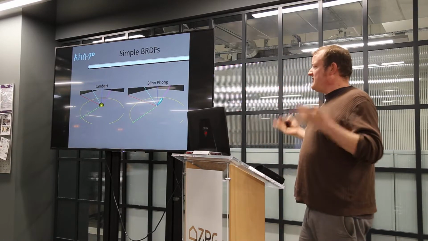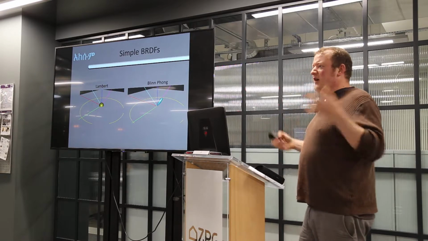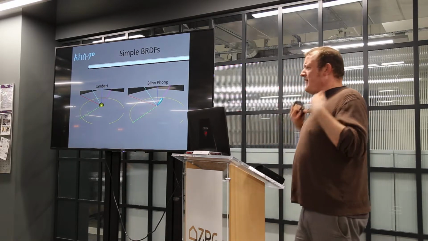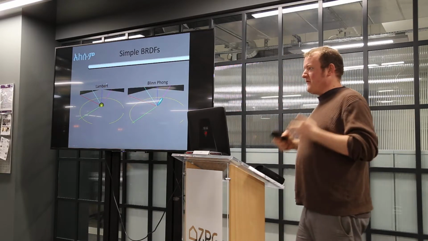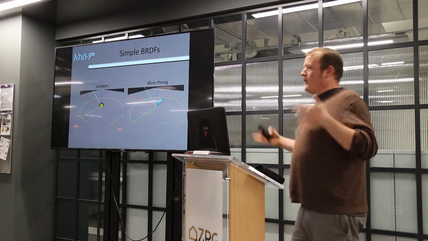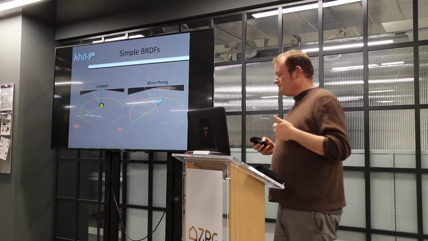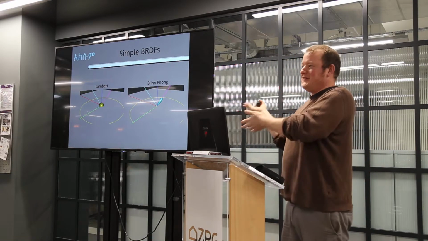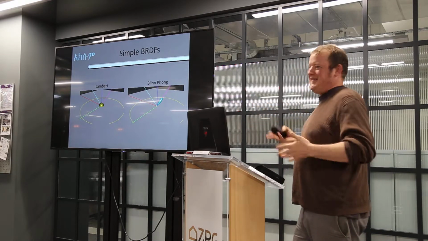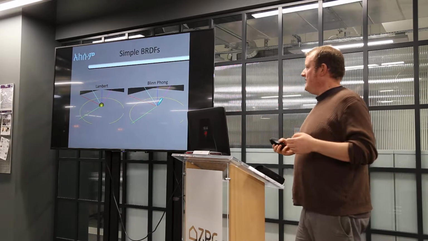It's very simple to calculate, and it does, again, a pretty good job of simulating very simple, very smooth, shiny surfaces, which are very specular. The Blinn-Phong does a pretty decent job of simulating them. And for most of the history of 3D graphics, basically these two BRDFs were all you had in many renderers.